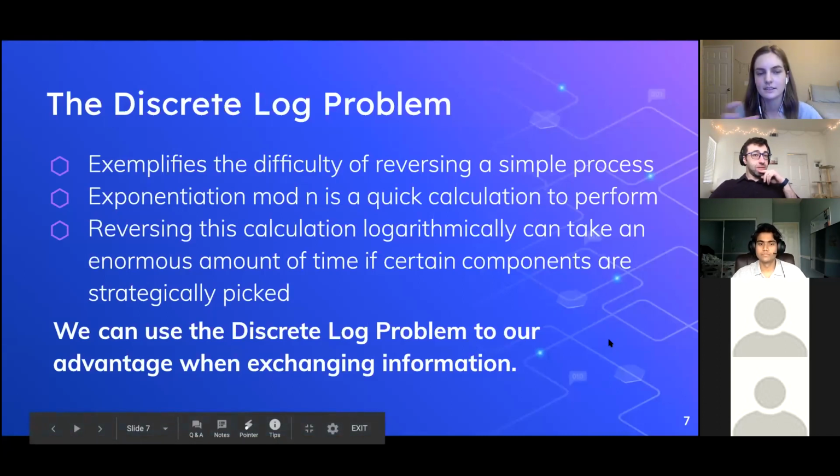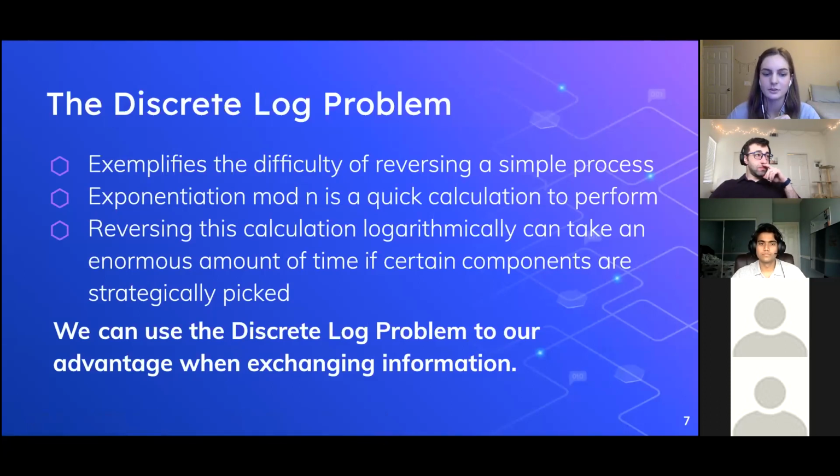So basically, this discrete log problem is an example of how it can be difficult to reverse a quick process. We can exponentiate mod n quickly. This is a quick calculation. And for those of you who don't know what mod n is, that just means divide by n and then keep just the remainder when you divide by n. So we can exponentiate really quickly, take the remainder, and that's a very quick calculation to perform.